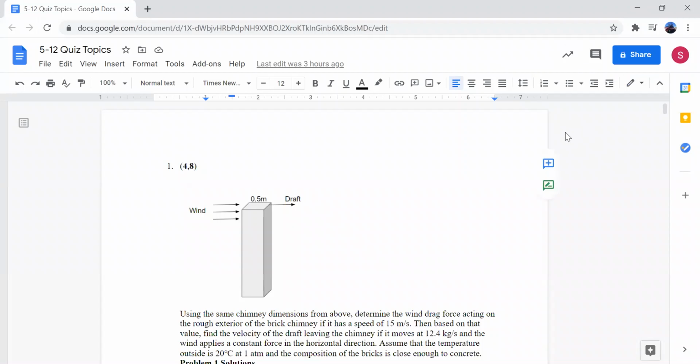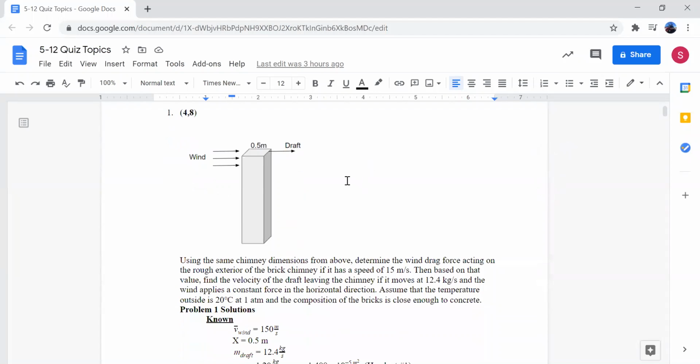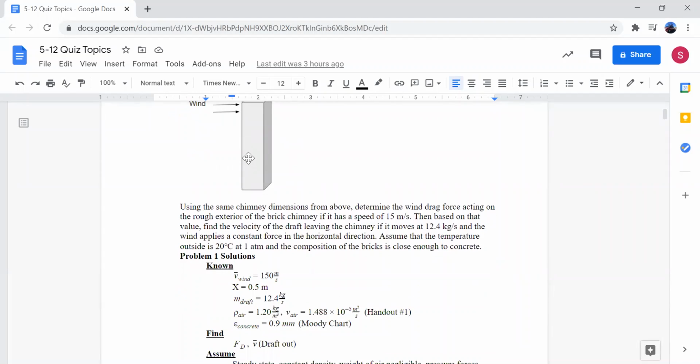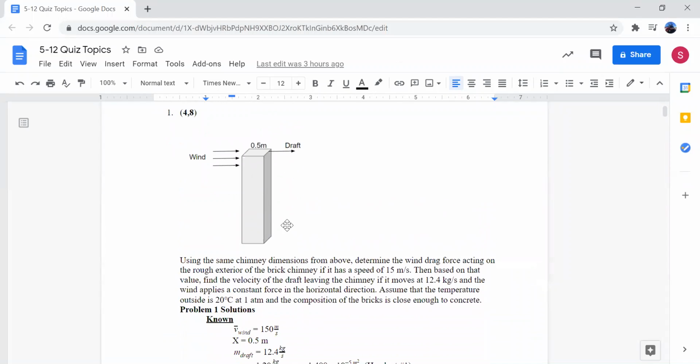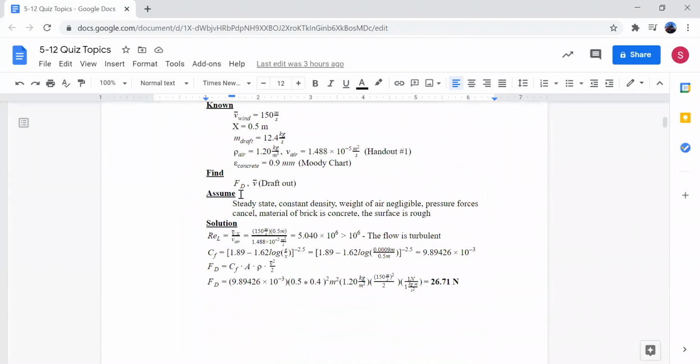Okay, so I'm going to be talking about topics 5 through 12 from my own problem set. This first one looks at topic 8, which is external flow. We want to find the drag if this is L at the adjacent edge from the leading edge X. So the drag force.